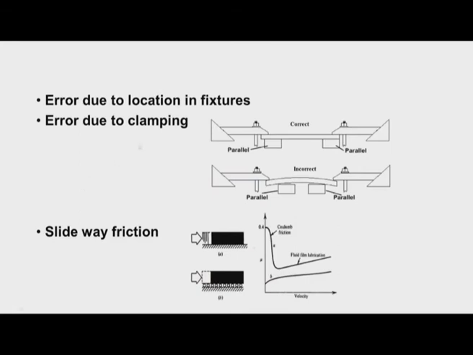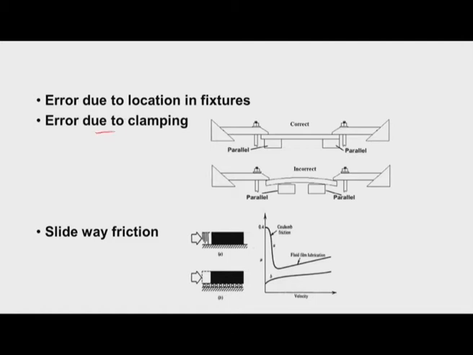And then error due to location in fixtures. When the workpieces are mounted in the machine tool, sometimes jigs and fixtures are used. Maybe the operator has not selected the proper fixture, or while putting the workpiece in the fixture, he may not put it properly. Because of that, dimensional changes may occur.